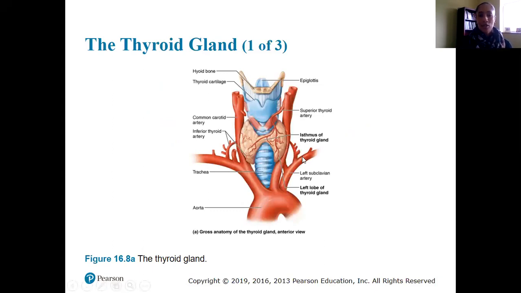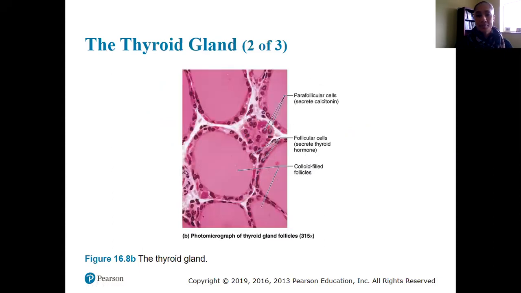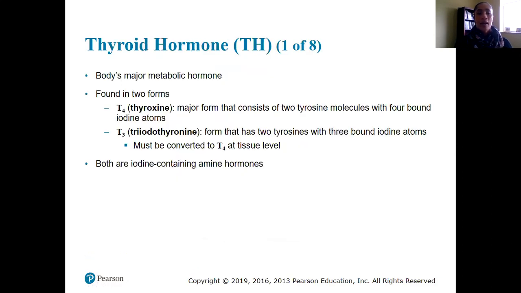So here we have a diagram showing us the location of the thyroid gland, and how it is in relation to our trachea and where we would find it in the neck area. This is a photomicrograph of the thyroid gland follicles, and these parafollicular cells are the ones that are going to release the hormone calcitonin, and like I said, they're the ones I'm more focused on.